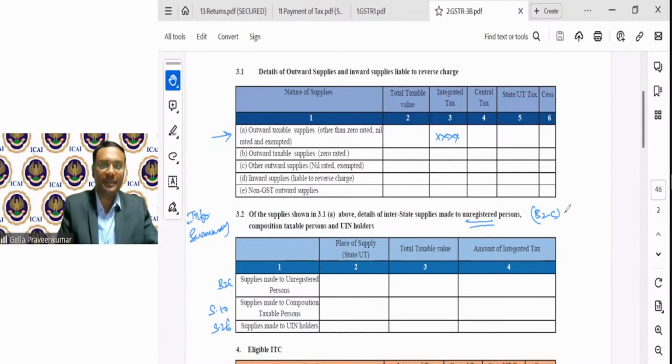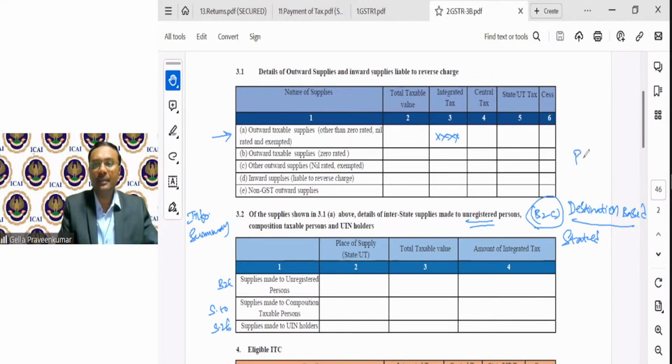So why is this information relevant? You remember destination-based taxation. To comply with destination-based taxation, the state where the tax has to come in relation to B2C. Reason?